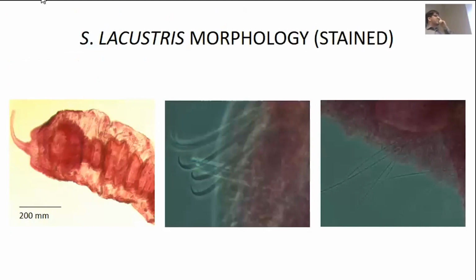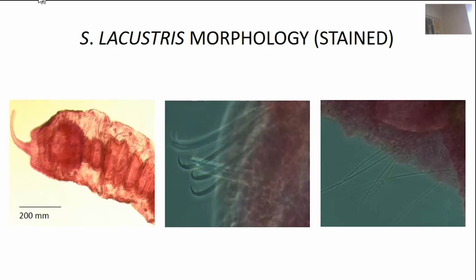So just to give you a look at some of those, I'll describe them. These are some stained individuals from the North Carolina Museum of Natural Sciences, showing some of the S. lacustris and showing just how difficult it can be. Here is the anterior portion of the worm that's shrunken up, and there could be chaetae up here, but a lot of chaetae are missing.